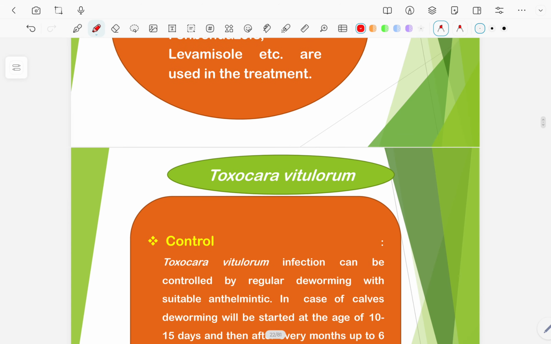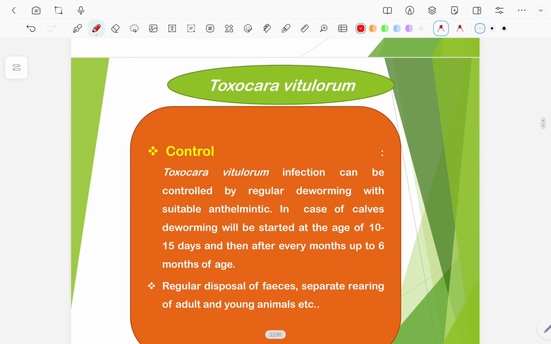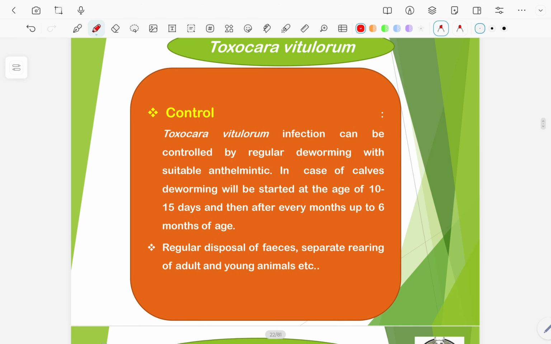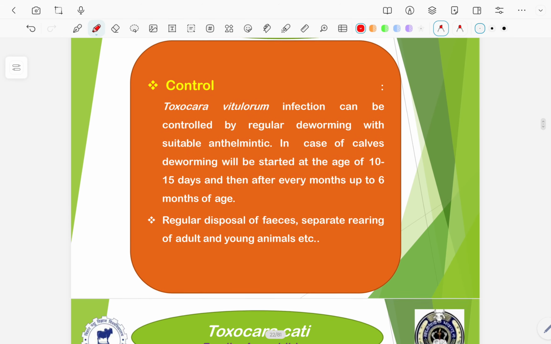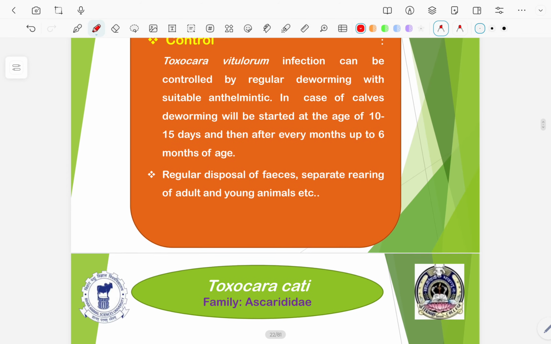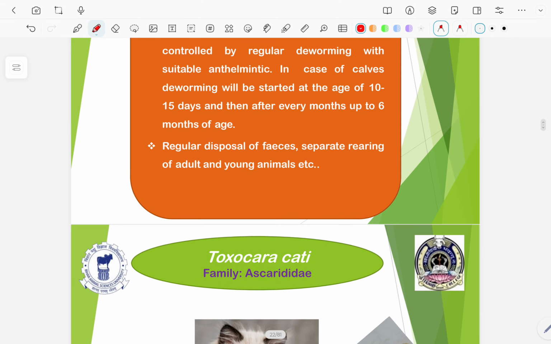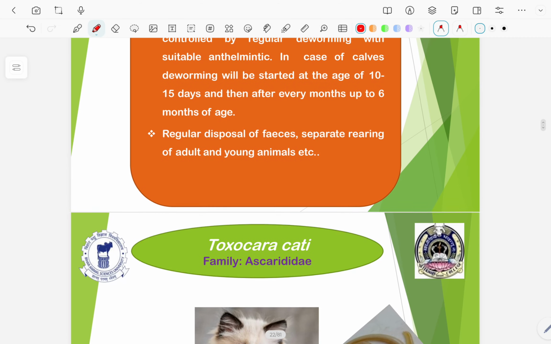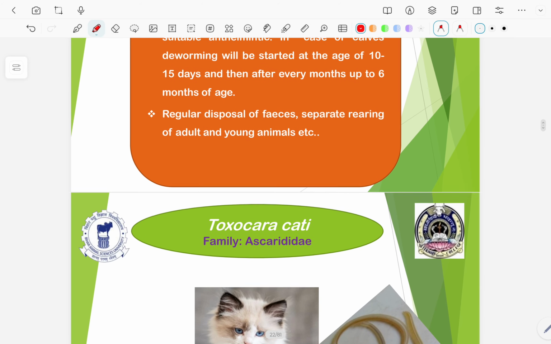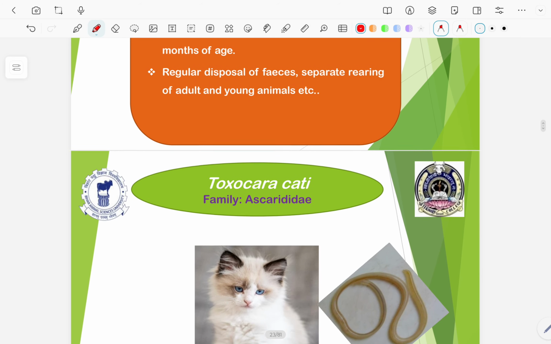Toxocara vitulorum control. Toxocara vitulorum infection can be controlled by regular deworming with suitable anthelmintic. In case of calf, deworming will be started at the age of 10 to 15 days and then every month up to 6 months of age. Regular disposal of feces, separate rearing of adult and young animals, etc.